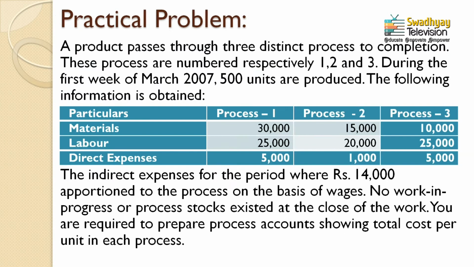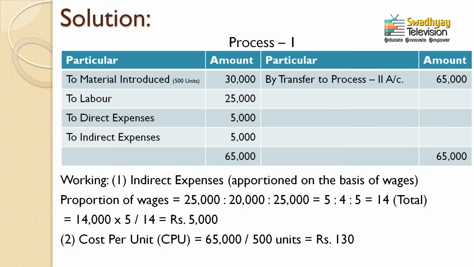See here in the question we have wages of 25,000, 20,000 and 25,000. So now we will find out the proportion of all these three wages, and it comes to 5:4:5. So the proportion of the wages for all the three processes is 5:4:5, and their total comes to 14. Now this 14,000 rupees indirect expenses will be distributed between all the three processes on the basis of this proportion.